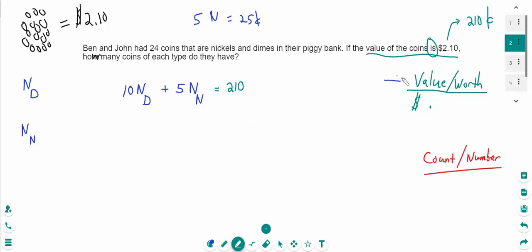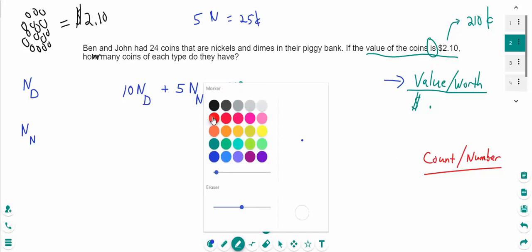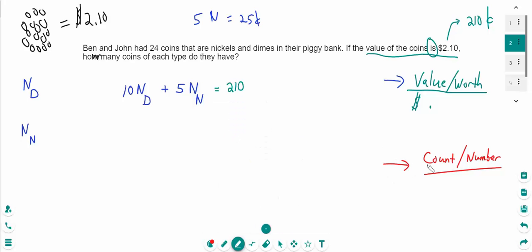It's for the value, right? This is computing value of the coins. So now we need to think about our second equation. And our second equation, like we said, has to deal with numbers or counts. So what did they tell us about the numbers of the nickels and dimes, or the counts of the nickels and dimes? All right. Well, they said Ben and John had 24 coins.